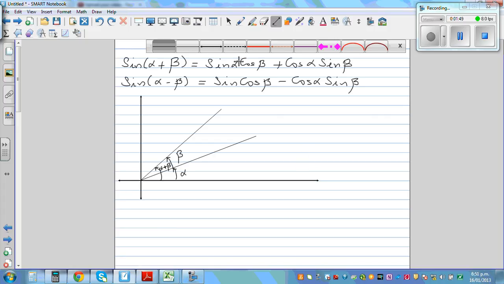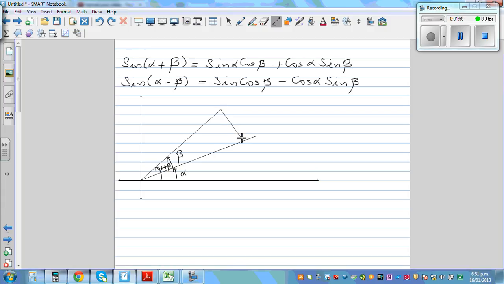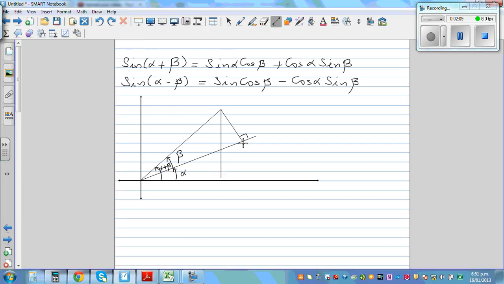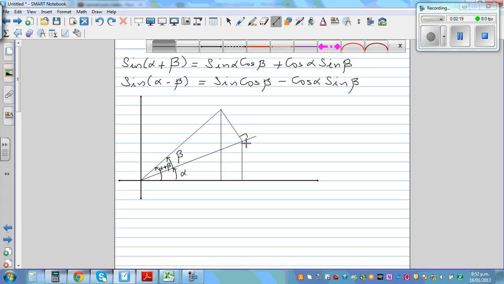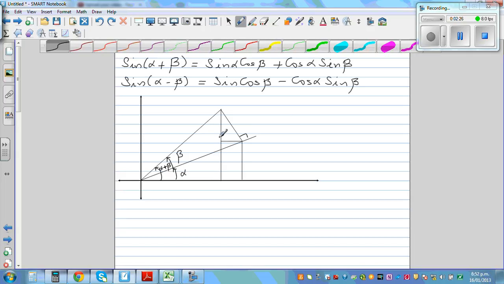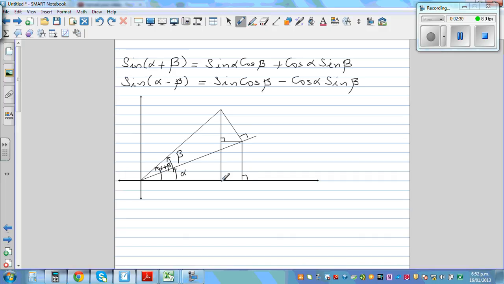Okay, now I'm going to drop a perpendicular from say here this point to this point. So this is a perpendicular. So this angle is a right angle, and I'm going to drop a perpendicular from here and a perpendicular from here. Okay, so lots of constructions here, and I'm going to draw a right angle from here. So this is again a right angle. This is a right angle, this is a right angle. Okay, so if this is alpha and this is beta, this whole angle is alpha plus beta.